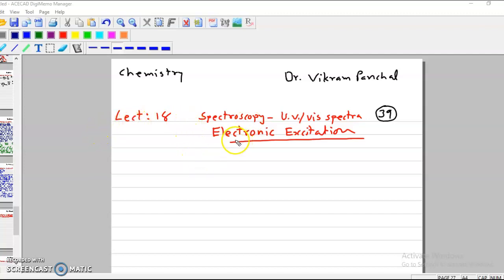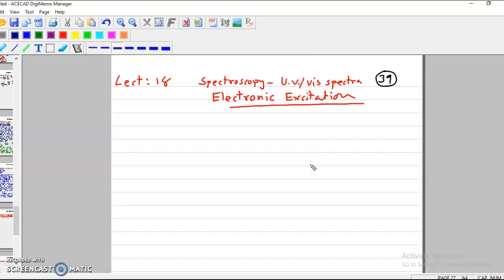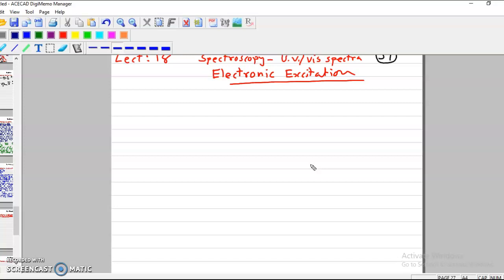In this lecture I will explain various types of electronic excitation. But before that, I should explain a little bit about molecular orbital theory. According to MO theory, when two atomic orbitals combine with each other, they lose their original identity and produce a different kind of orbitals known as molecular orbitals. First of all, let us check two different types of bonding.